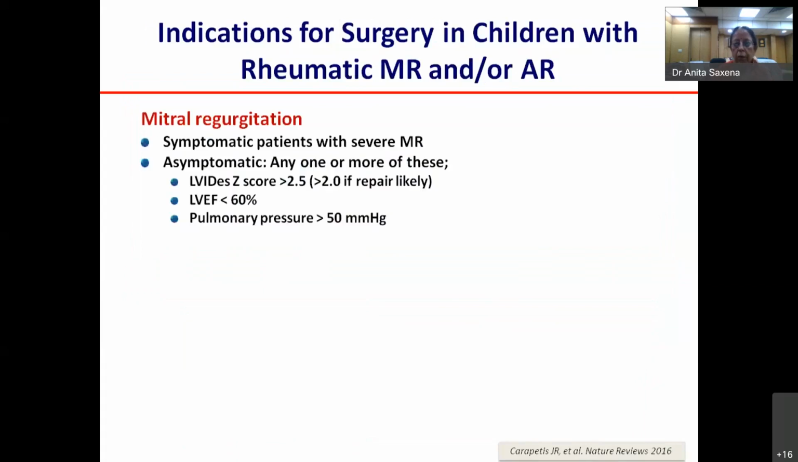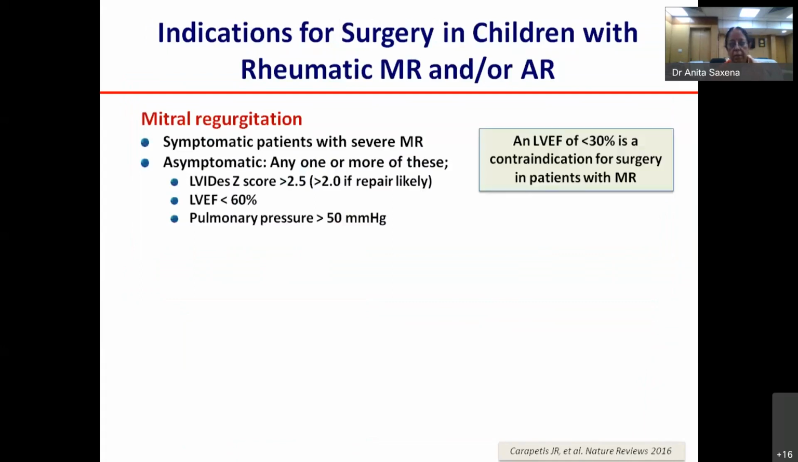For rheumatic fever, for MR and AR, chronic MR and AR, these are the indications for children. Although we don't have the cutoff of LV volume, LV dimension like you have for adults, generally we would go by Z score.